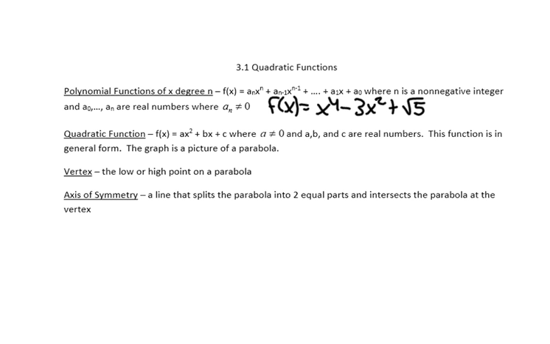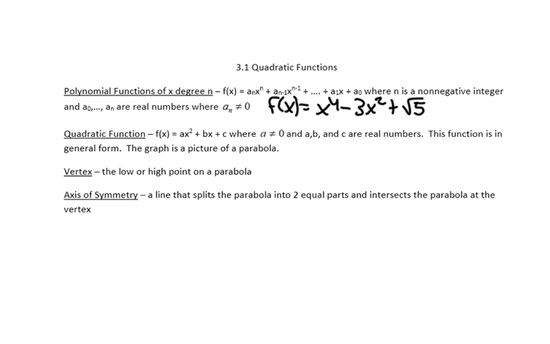Specifically, I want to talk about quadratic functions, which are special types of polynomial functions where the degree is 2. In the general form that I have here, we do not want the leading coefficient to be 0. If the leading coefficient is 0, then you're left with bx plus c. Well, bx plus c is a linear function, meaning not quadratic. So we want to make sure the leading coefficient is not 0. And we know the graph of this is a parabola.